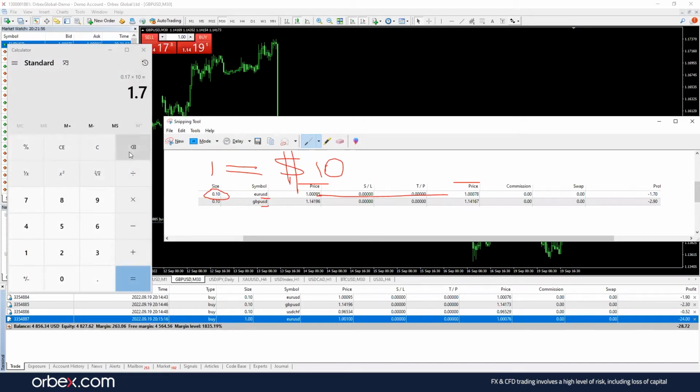So let's try it for the pound dollar. So we need the difference between this price and this price, which is 1.14196, and then minus 1.14167. So 2.9 pips, because 1, 2, 3, 4, so it's the fourth digit, and then we've got 9 as well. So 2.9 pips. 2.9 multiplied by $10 because the pound dollar pip value is 10, and then multiply this by the volume size, which is 0.10.